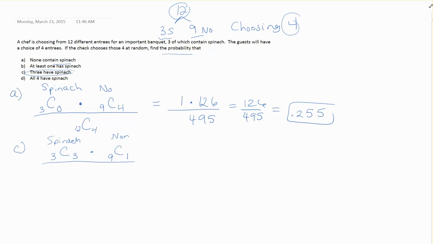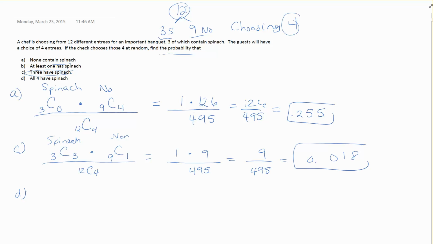So you can check your math by making sure that the left side adds up to 12 and the right side adds up to 4 each time. The denominator is always going to be 12C4 for this. So 3C3 is 1, and then 9C1 is 9, and then the denominator 12C4 is 495. So we have 9 divided by 495. And that's equal to 0.018.